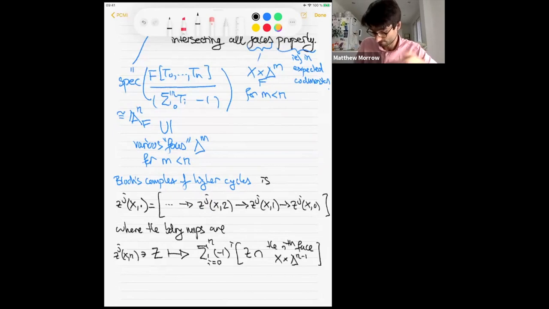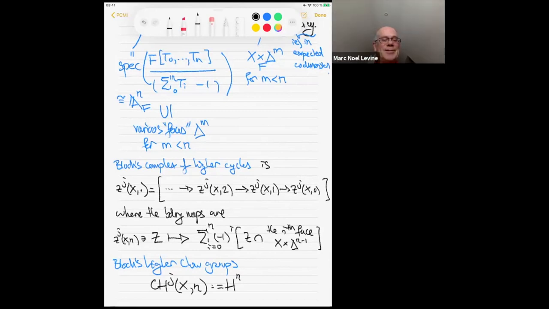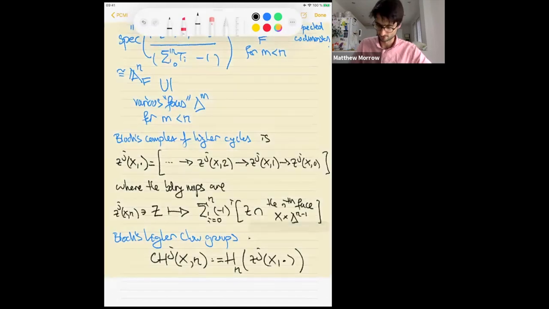And then Bloch's higher Chow groups are the homology. This H_n looks a bit funny. I was going to do H minus n because I'm imagining it cohomologically, but I can instead just go homological, homology kind of guy. Then it's H lower n, because of the problem with some of the spectral sequences. Right, so Bloch's higher Chow groups are then just given by the homology of his complex.